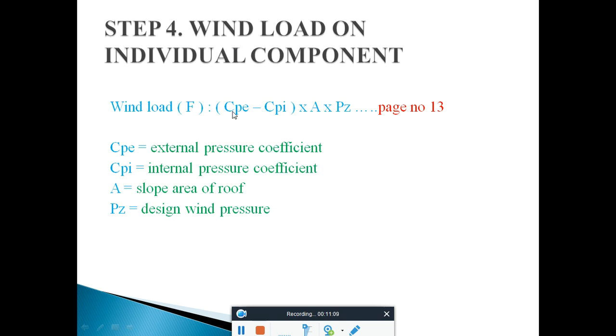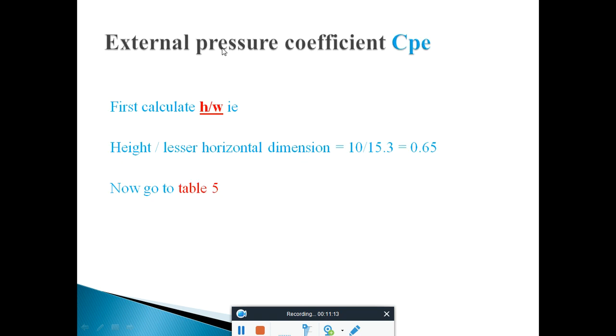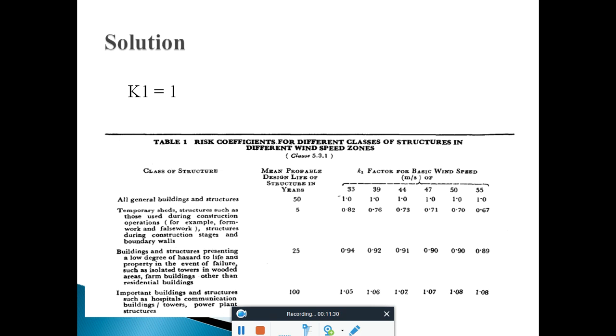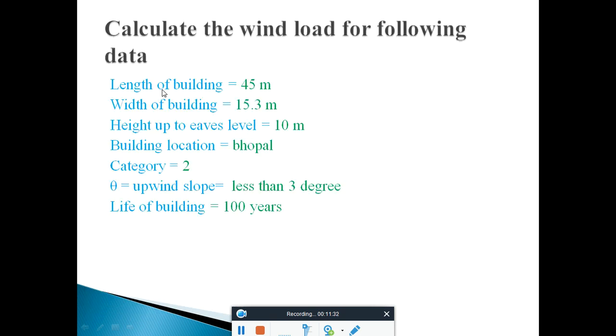Let's learn one by one. Cpe means external pressure coefficient. So for external pressure coefficient Cpe, we need to calculate first H by W. That means height divided by lesser horizontal dimension. So the lesser horizontal dimension is, here you can say horizontal dimensions means length and width. Lesser is 15.3. Okay, hence we have taken 15.3.